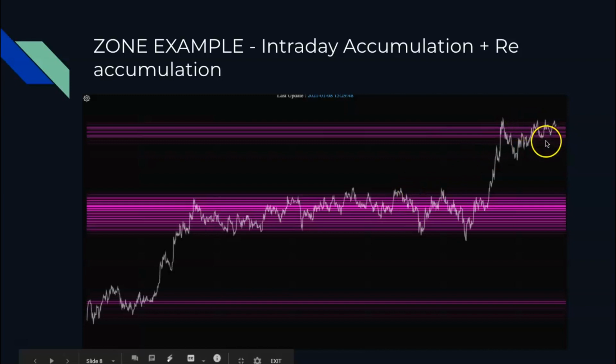This may be a distribution zone or again reaccumulation as well. That one we may find after any stop loss hunting, when the price has been marked up or marked down. So now let us look into the next example.